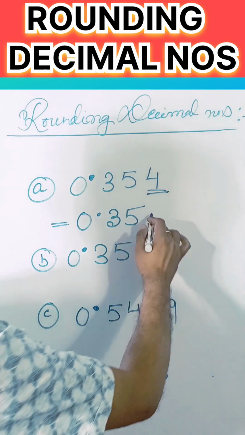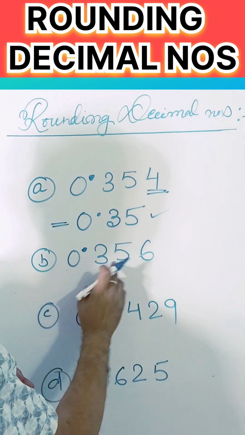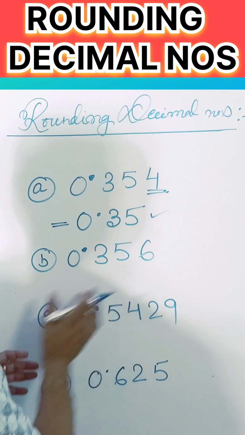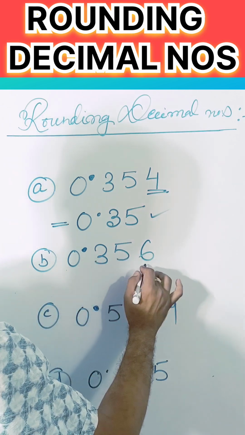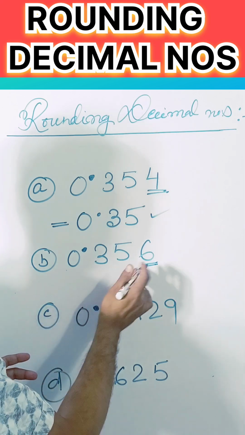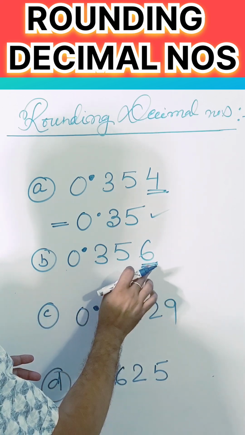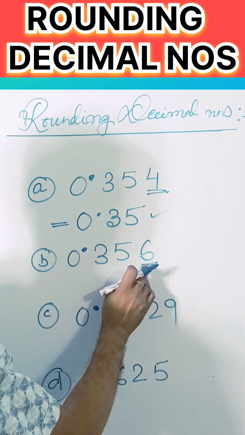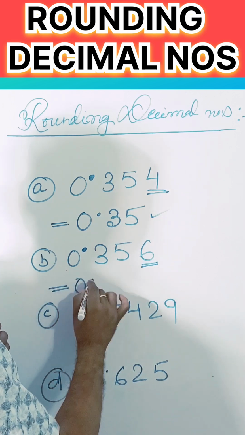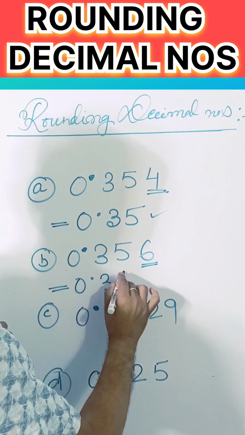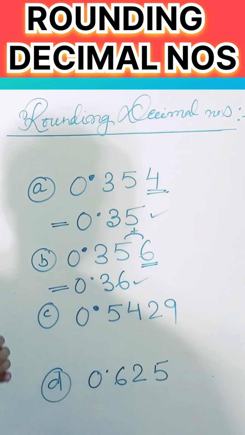All right, is it clear? Okay, now check the second case, 0.356. Here I want to keep two digits after the decimal, so we have to check the third digit. Since it is greater than 5, we have to add 1 here. So it will become 0.36. If we add 1 here, then 5 will become 6.